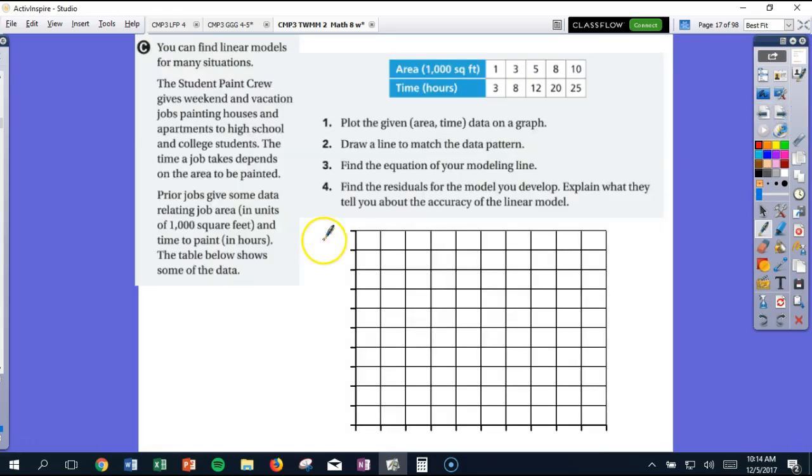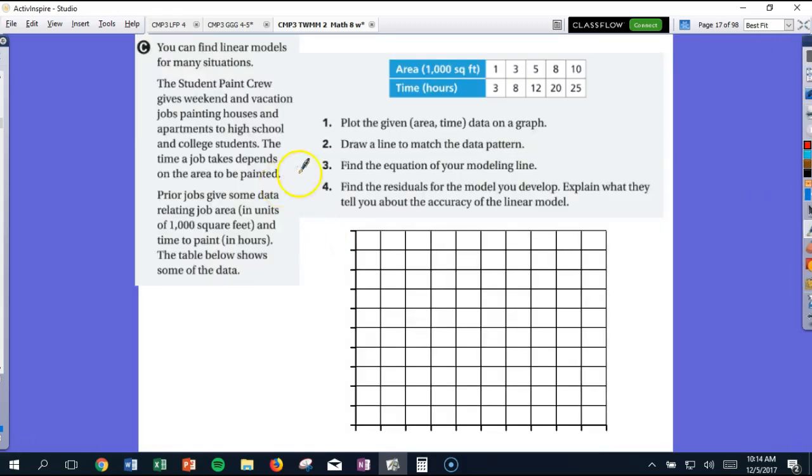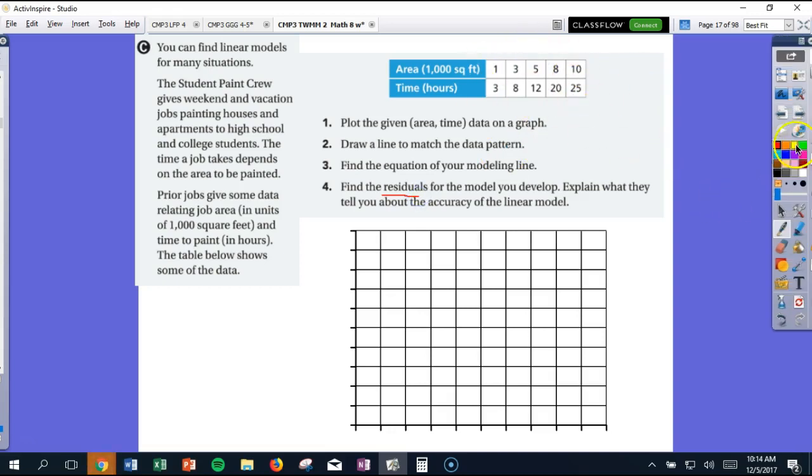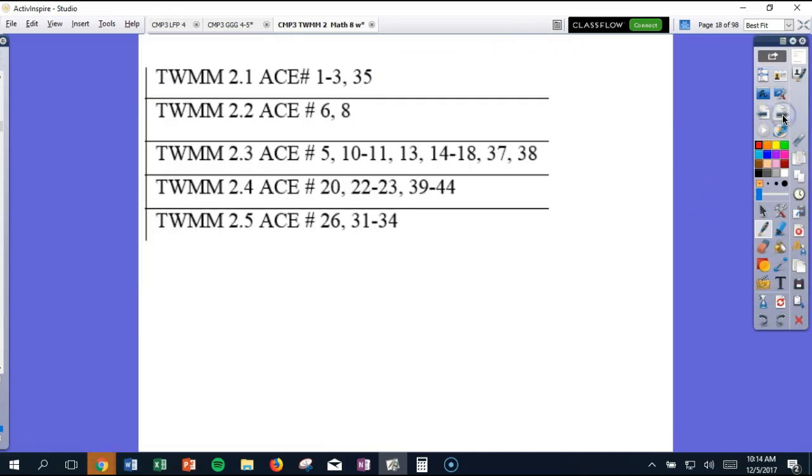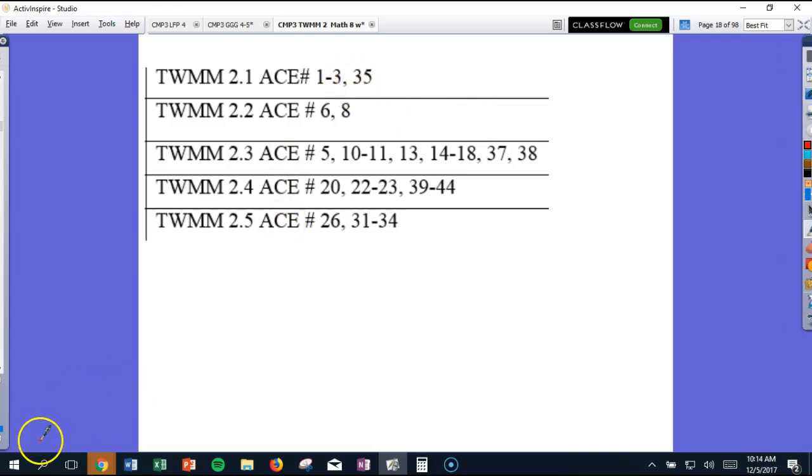Okay. Then in part C, it says we could do this for other jobs too. Here there are painting jobs, different square footage areas of paint and how much time it takes. So they want you to plot the given area on a graph, draw a line, find an equation, and find your residuals for this table as well. So do all that, and then we have ACEs 1 through 3 and 35. Let me know what questions you have in class.